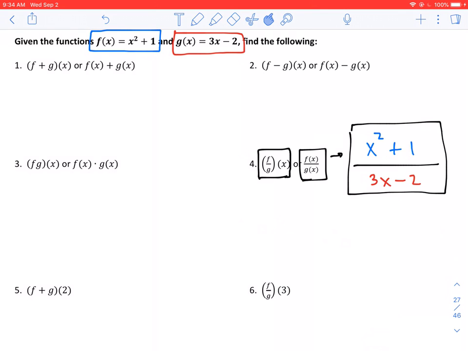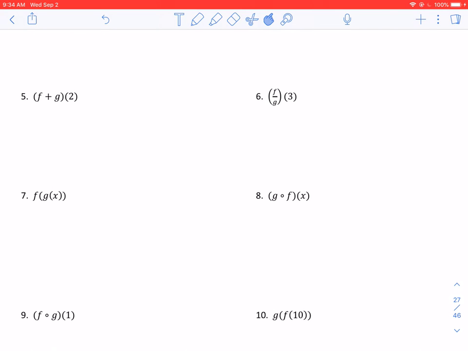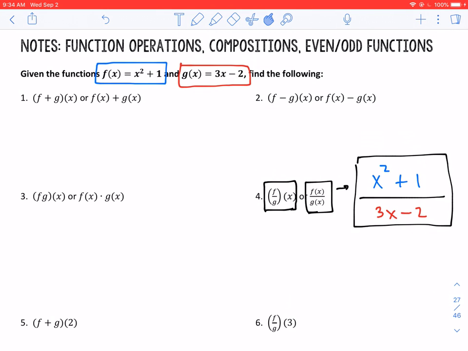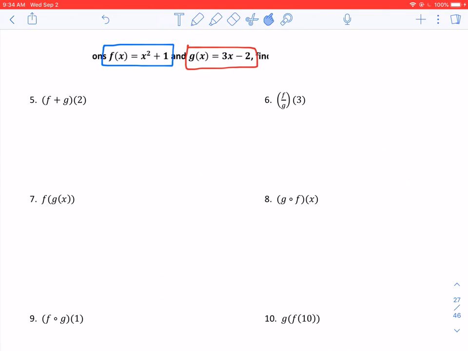Excellent. Let's look at 5 and 6, and then we'll end the video before we do anything with composition. So what's f plus g of 2? Up here I'm going to copy this real quick so that I can paste it here so that I have something to look at. Okay. So we have f of x and g of x, just like earlier. And in question 5, we're asked what's f plus g of 2.